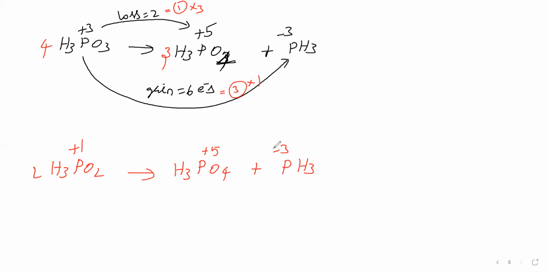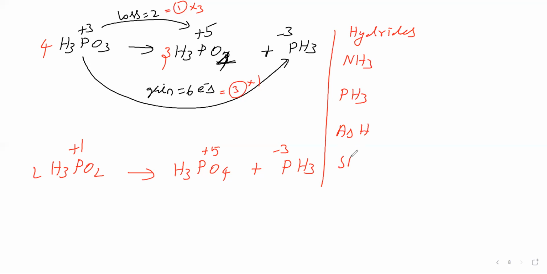Okay. Next we will see the fifth A group hydrides. In the fifth A group, the hydrides are NH3, then PH3, then AsH3, then SbH3 and BiH3. These are the hydrides we have taken.